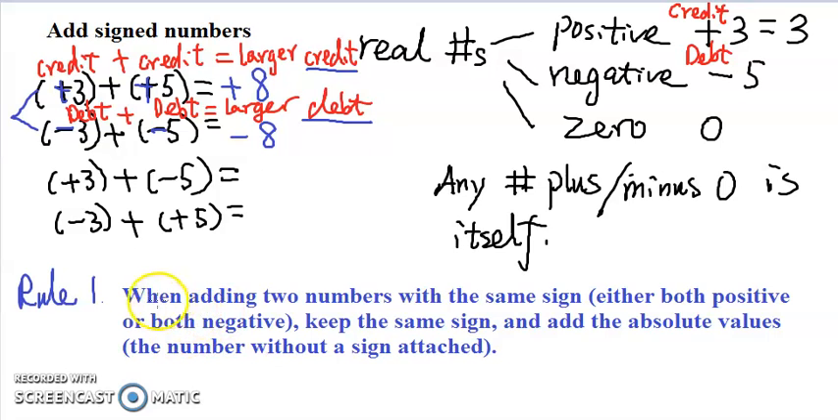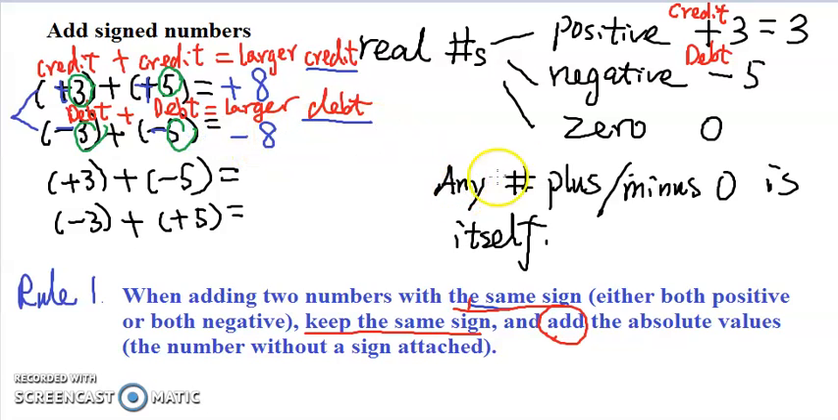So this is the rule we summarized. When adding two numbers with the same sign, which means both the same sign, both positive or both negative, in the answer we keep the sign. If it's positive, we keep positive. If both are negative, we keep the negative sign. But then we add the absolute values, which means only the numbers without the signs. So you're just adding 3 and 5, and 3 and 5.